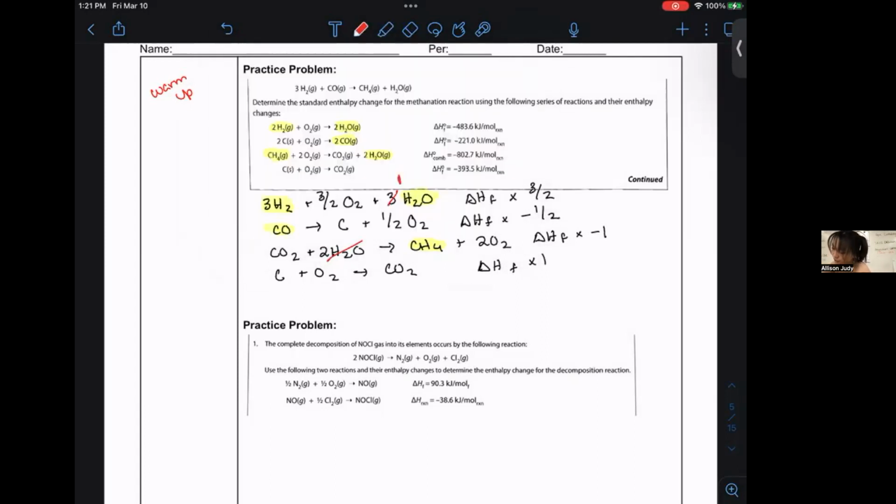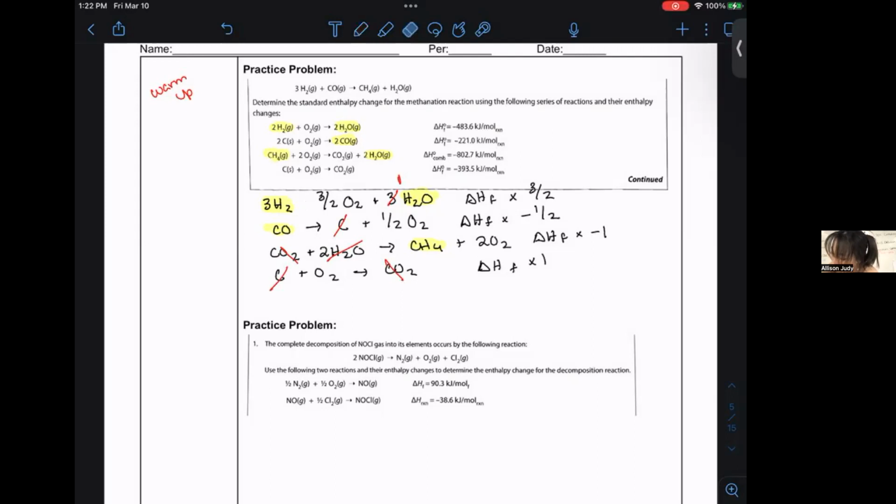3 halves H2, 3 halves O2. You have 2O2 on the reactant side. We don't want that. Our CO2s cancel for sure, zeros. And our carbons cancel for sure, zeros. Your oxygens cancel too.